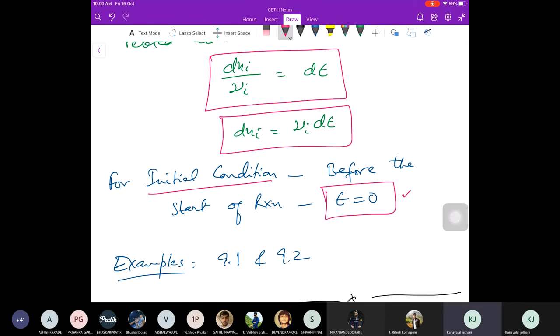Okay. Any other questions? Okay, so homework assignment hai aapke liye. Do example 9.1, solved example hai, and example 9.2, which is again a solved example. Very simple hai. Kar sakte ho aap.